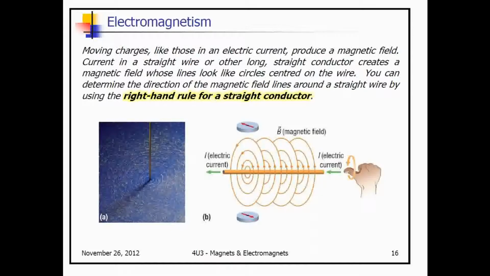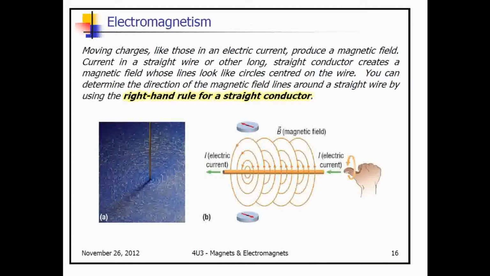But what I'd like to explain here is the right-hand rule. It says moving charges like those in electric current produce a magnetic field. Current in a straight or other long straight conductor creates a magnetic field whose lines look like circles centered on the wire. And the closer we are to the wire, the stronger the magnetic field is. So to determine the direction of this magnetic field, we can imagine grabbing onto the conductor. This is the right-hand rule for conductors.